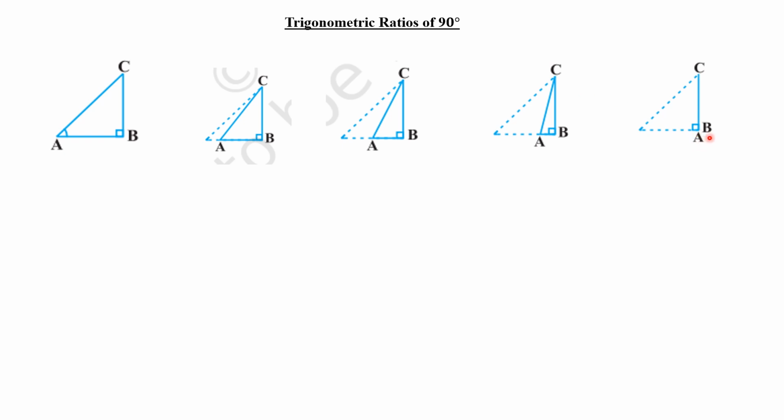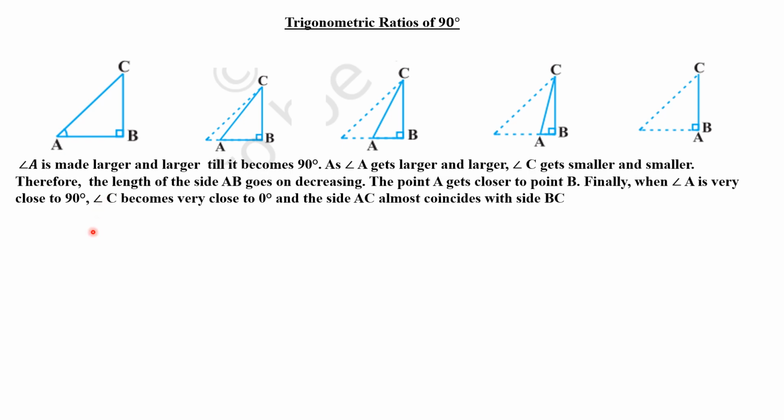Can you see here, angle A and angle B are now both 90. Then what is happening with angle C? Angle C became 0. And you can see from here, this length AB keeps on decreasing, isn't it? And when angle A becomes equal to angle B, this AB becomes 0, and this AC becomes equal to BC. Can you see from here?